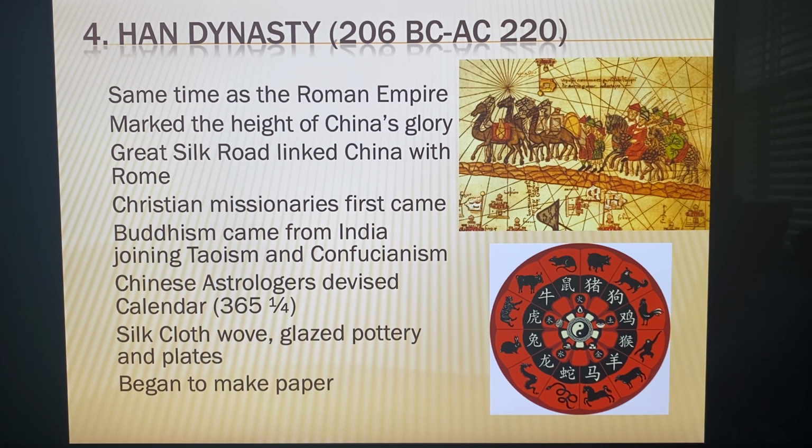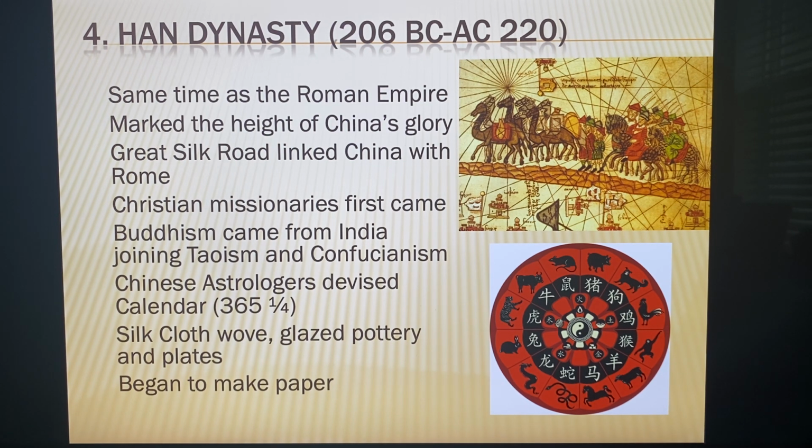So the Han Dynasty would be considered the Golden Dynasty, the time of Chinese riches. This is when the Christian missionaries first came. Also, Buddhism came from India and joined Taoism and Confucianism, and so Buddhism became popular in China. By coming on the Silk Road, it brought in a lot of change. Chinese astrologers also devised a calendar that was 365 and a fourth days, just like ours.